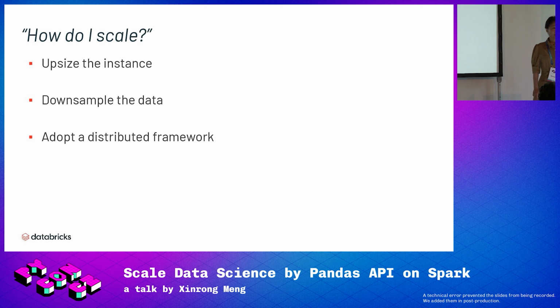When faced with scaling challenges, there are several approaches to consider. First, upsizing. That is to allocate more resources by utilizing a larger machine. However, that can be costly, and we may finally hit a ceiling in terms of scalability. Second, downsampling. We can choose a smaller and more representative data set for a quick result. However, that may lose granularity and potential insights.